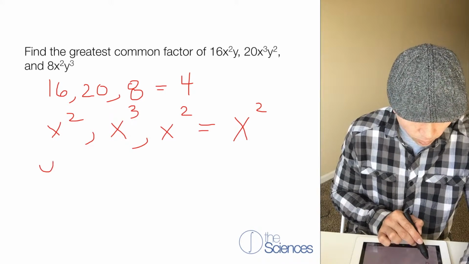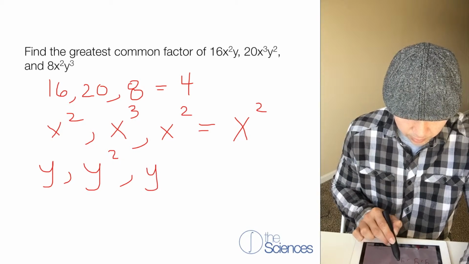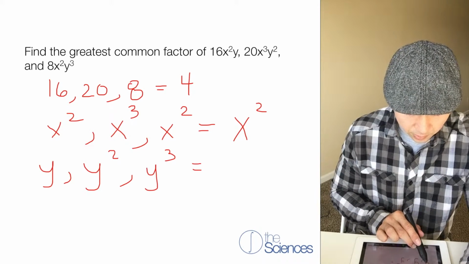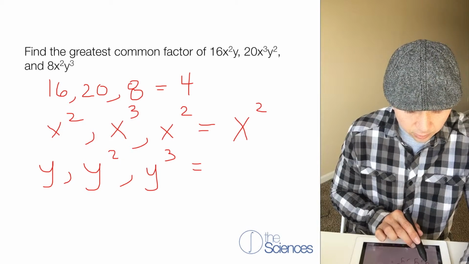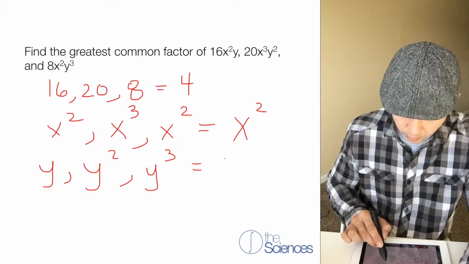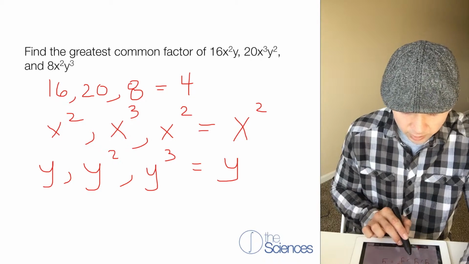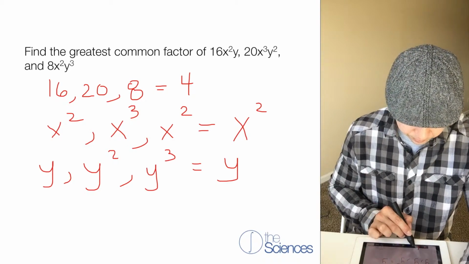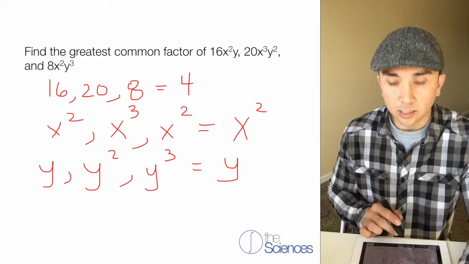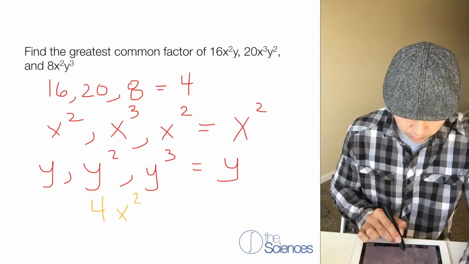Now if we look at y, y squared, and y cubed, again, we always get the variable raised to the smallest exponent. So here we have y to the first power. So y is the greatest common factor in y, y squared, and y cubed. And that means that our greatest common factor of all of these terms is 4x squared y.